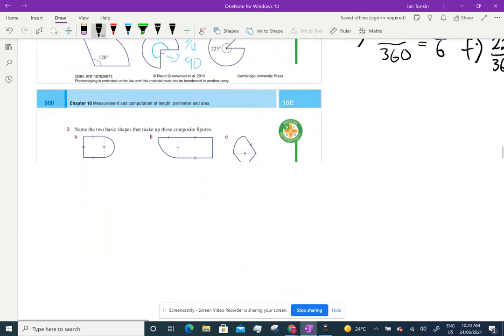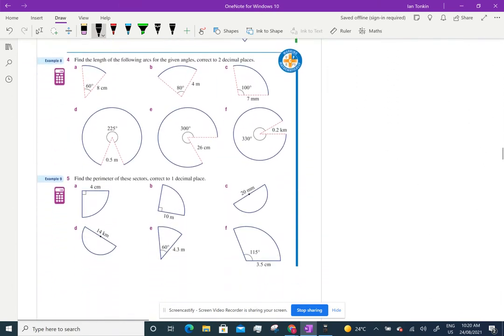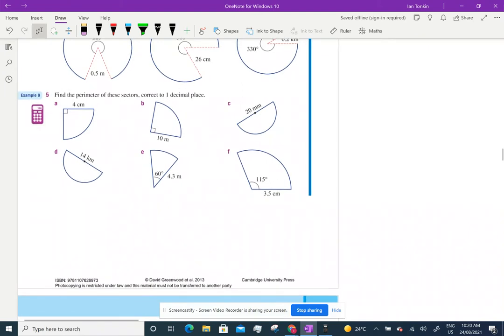Now, we're going to go straight to question 5. Now, we're no longer finding the circumference because these are not whole circles. We are finding the perimeter. So I'm not going to do every one. I'll do A, C, and E. You see if you can do the rest.